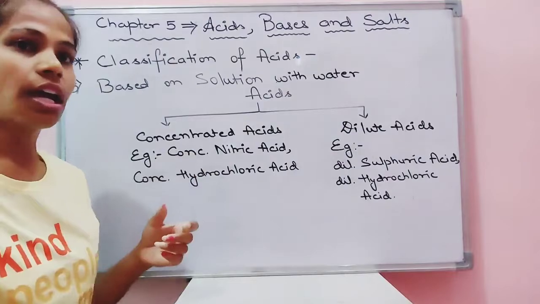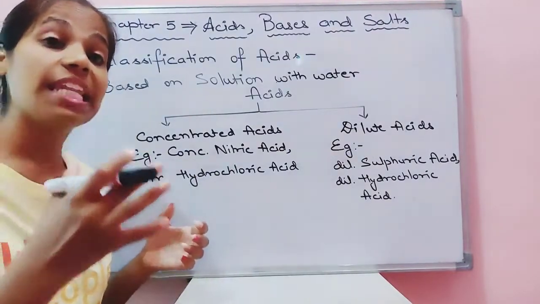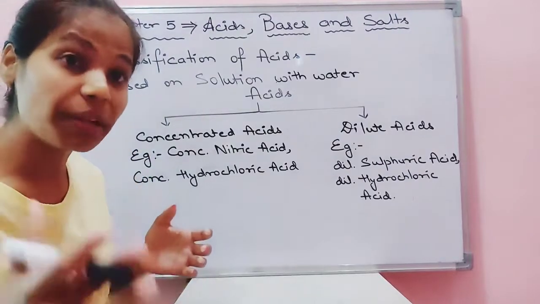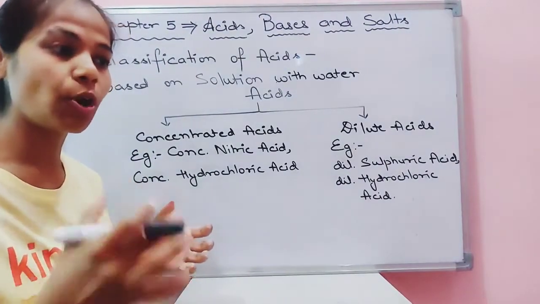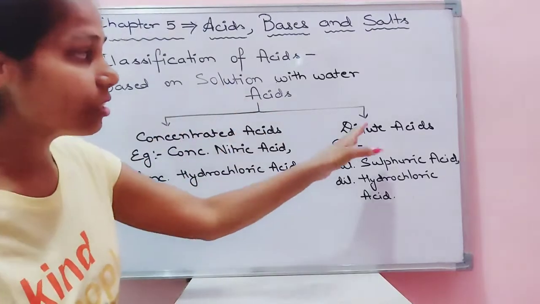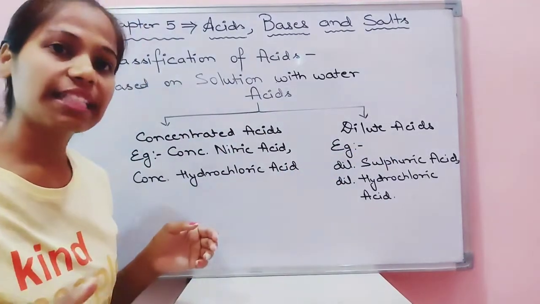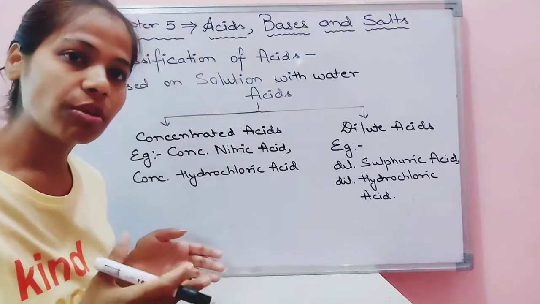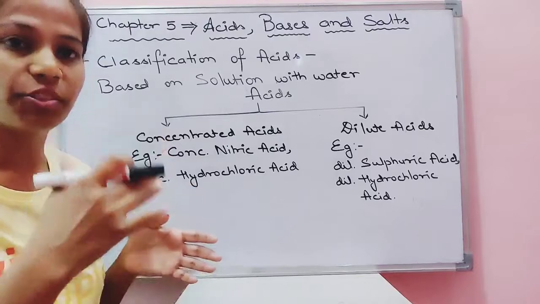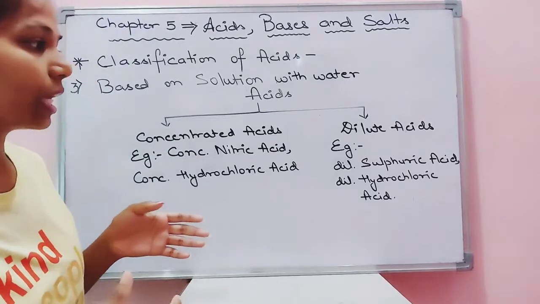Concentrated acids have less water content and are purely mineral content. They carry purely chemical content, whereas the dilute acid carries some amount of chemicals and some amount of water, which makes it mild in nature.